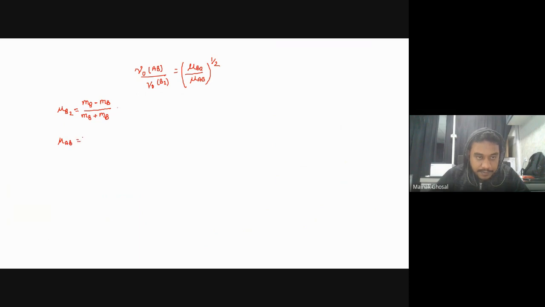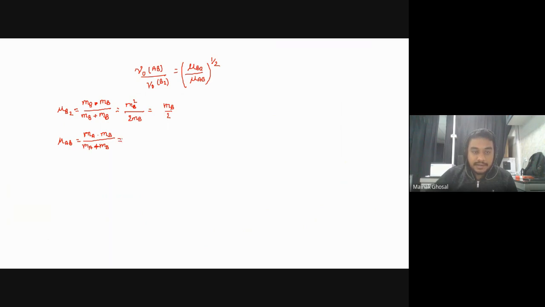So what will be for μ AB? So this will be MA into MB. It was discussed in the earlier classes that reduced mass μ is derived as M1 M2 by M1 plus M2. Here the same thing, MB into MB by MB plus MB. For AB it is MA into MB by MA plus MB. Now what is the value? MB into MB will be MB square, and this will be MB plus MB, that will be 2 MB. So one MB will be cancelled out, so you will be left with MB by 2.